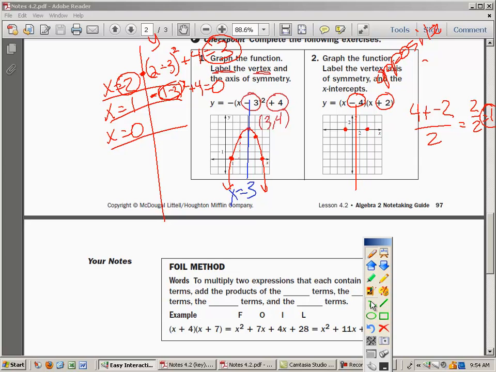Well, again, the leading coefficient here is a 1. It's not a 0, it's a 1. Our leading coefficient is positive, and since it's positive, that means my parabola is going to open up. And so just very quickly, we think our graph's going to look something like this.